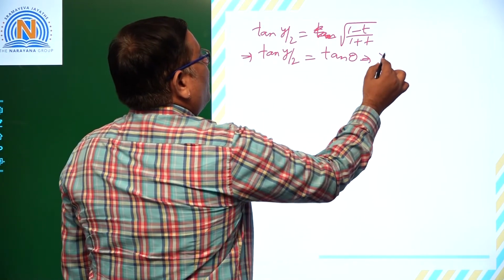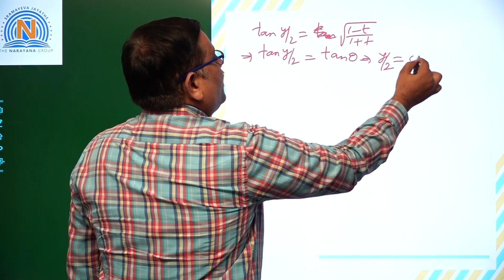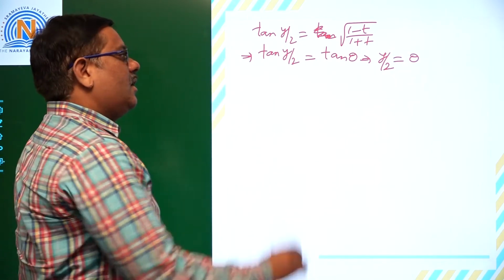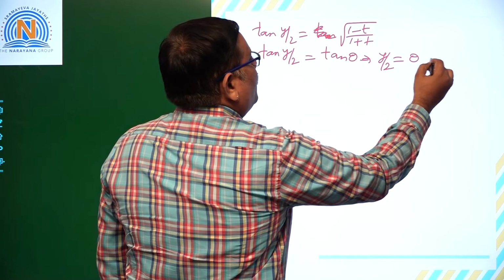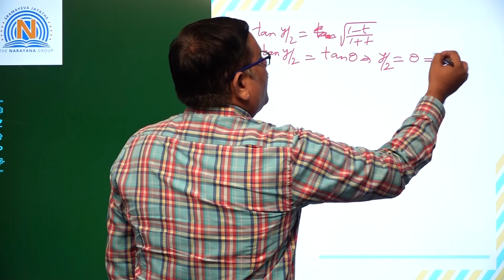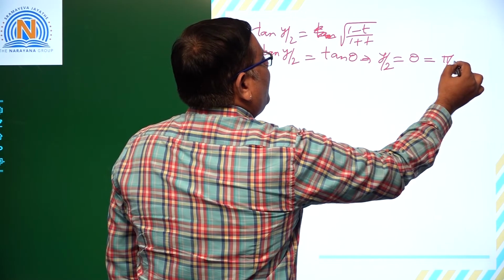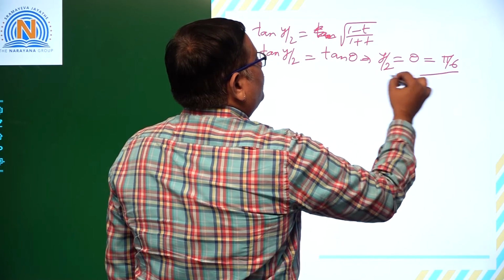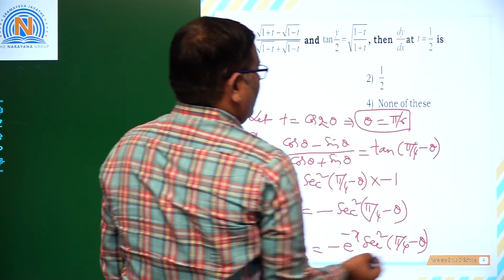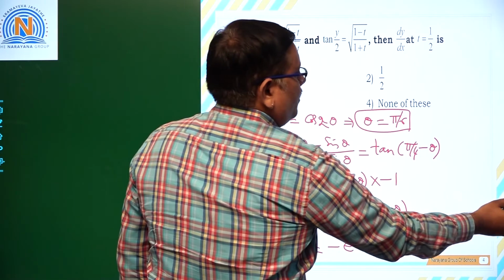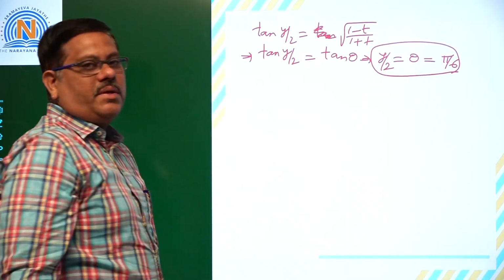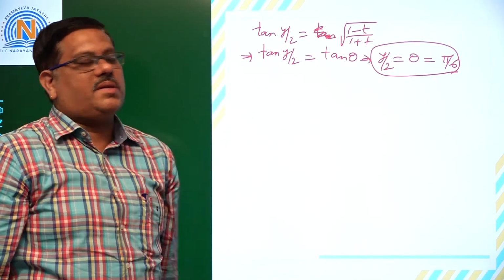It implies y by 2, one of the possibilities is y by 2 is theta. This is what we can take. So y by 2 value, let us try to take y by 2 is nothing but pi by 6 for us. Already we have seen here, theta is pi by 6. So y by 2 is also pi by 6. That is also important for us. Let us keep it aside.